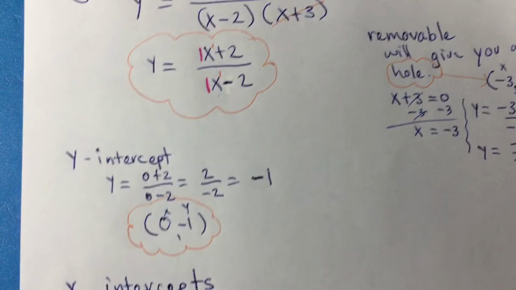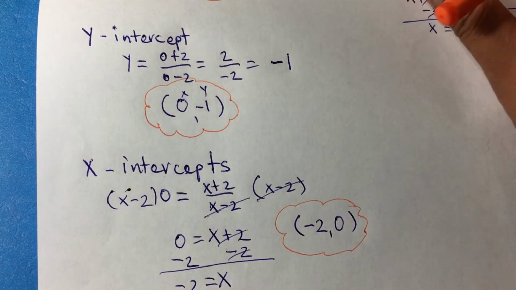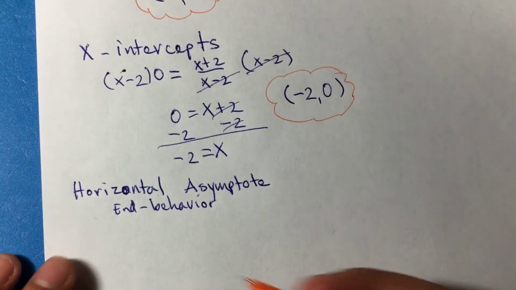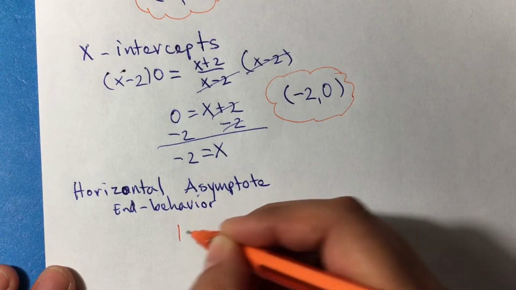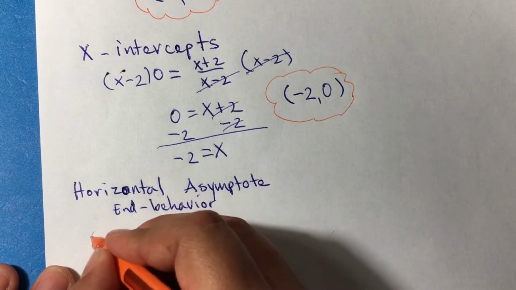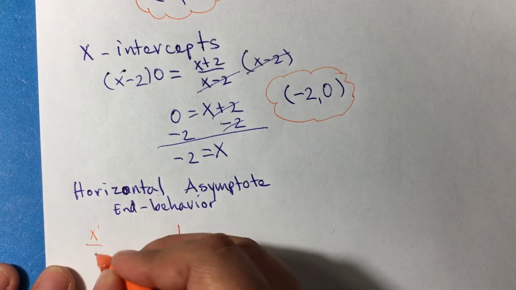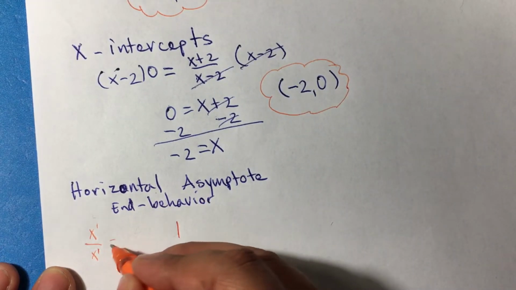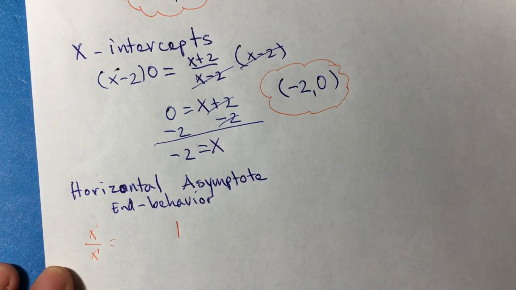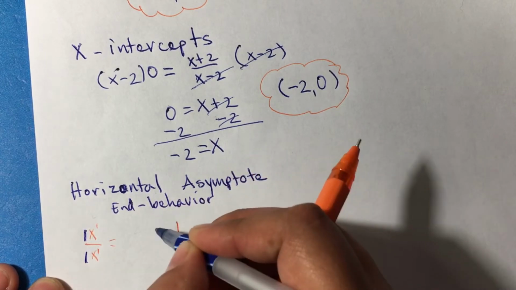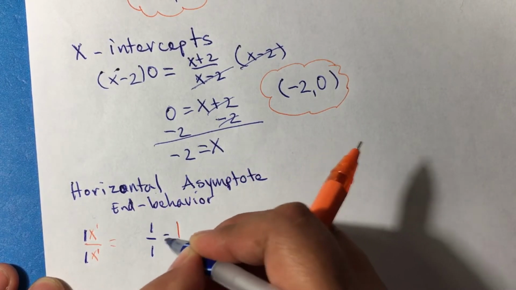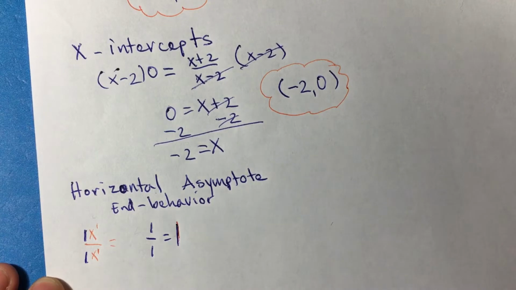So what is the horizontal asymptote? It's going to be 1. Okay, so again, it's because it's x to the first power divided by x to the first power. But what we look at is the coefficients, which is 1 divided by 1. So 1 divided by 1 is equal to 1. Okay, that's my horizontal asymptote.